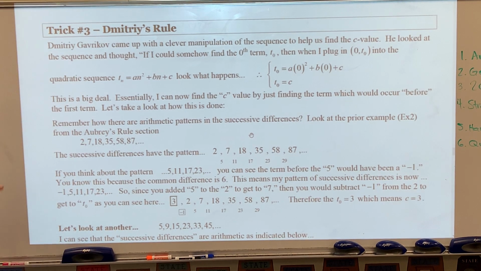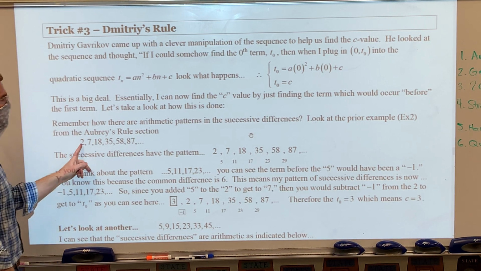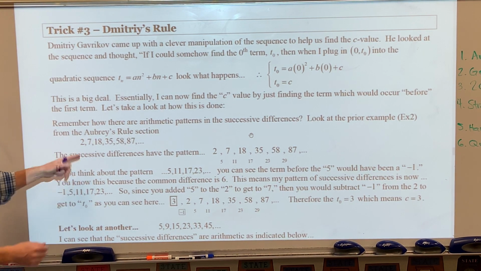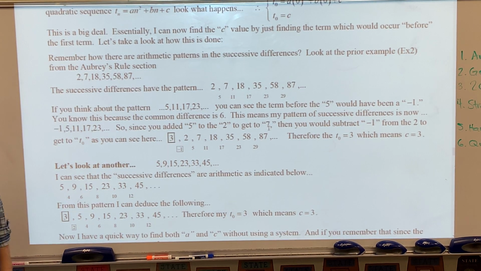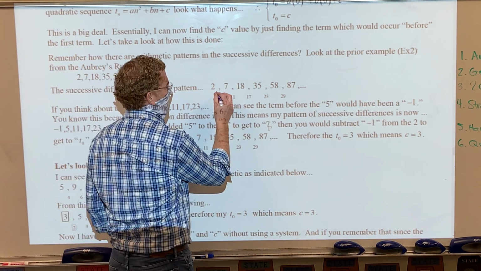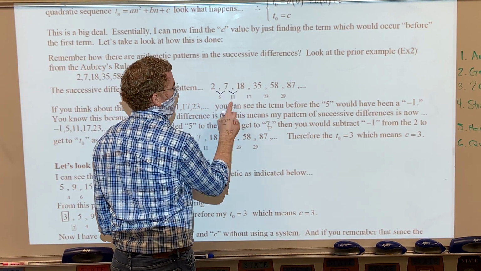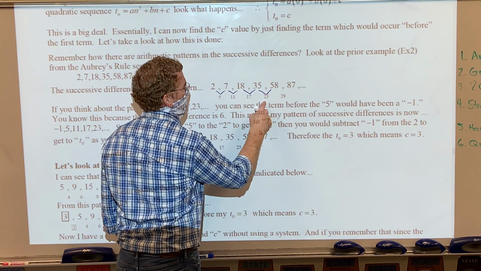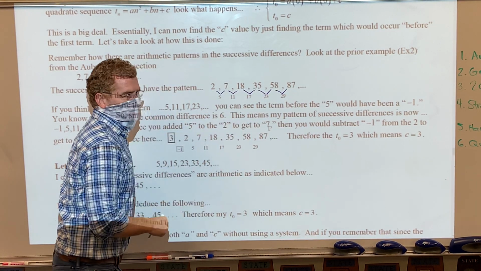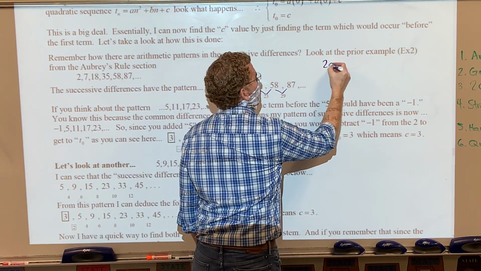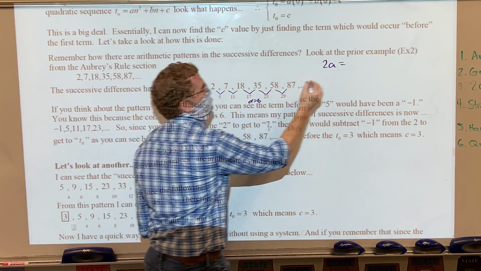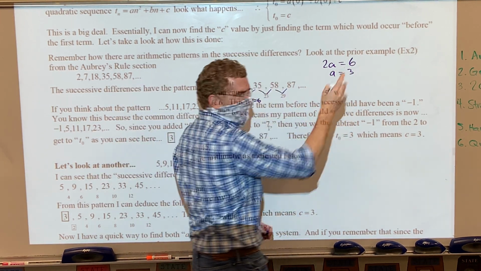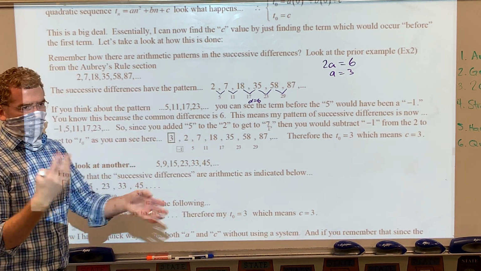But Dimitri noticed this, and it was pretty impressive, I thought. Dimitri said, okay, let's just say, for example, that I had a quadratic like 2, 7, 18, 35, 58, 87. And I know it's a quadratic again because 2 to 7 is 5, 7 to 18 is 11, 17, 23, 29, right? So as far as finding my A term, I would say 2A is what? Common difference is 6 right there. So I would say 6, and I would have my 3. Now we already know that from a combination of Catlin and Wallace's rule.